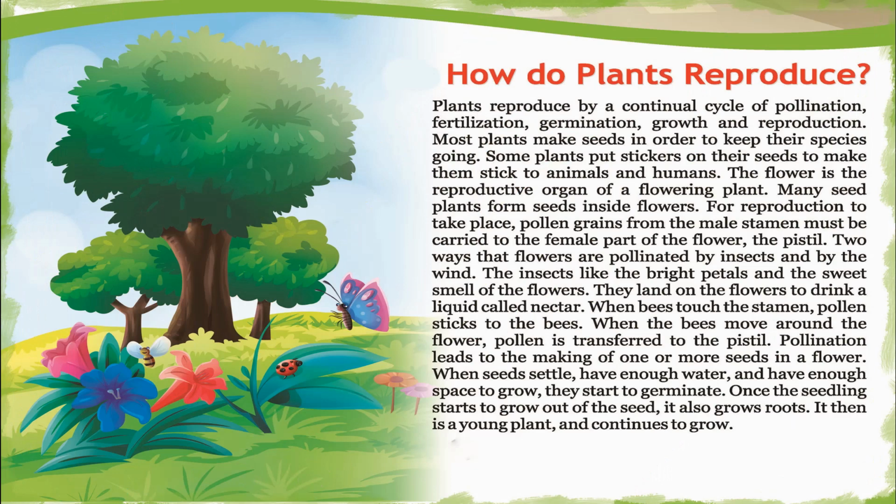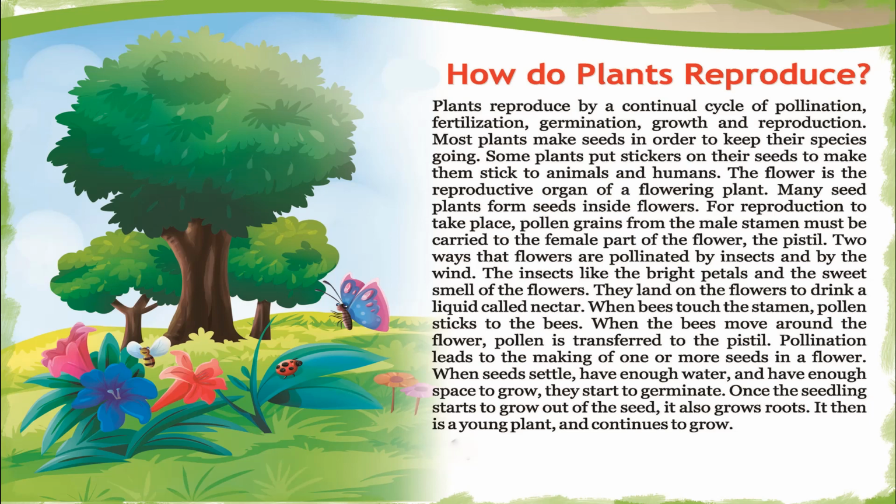How do plants reproduce? Plants reproduce by a continual cycle of pollination, fertilization, germination, growth, and reproduction. Most plants make seeds in order to keep their species going. Some plants put stickers on their seeds to make them stick to animals and humans. The flower is the reproductive organ of a flowering plant. Many seed plants form seeds inside flowers.